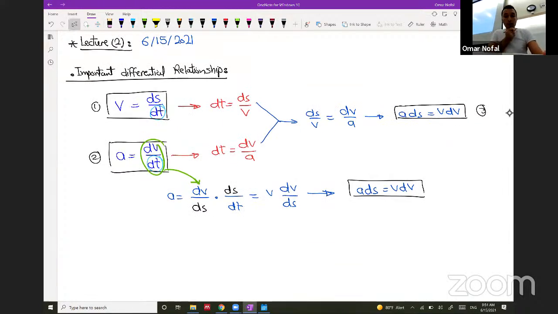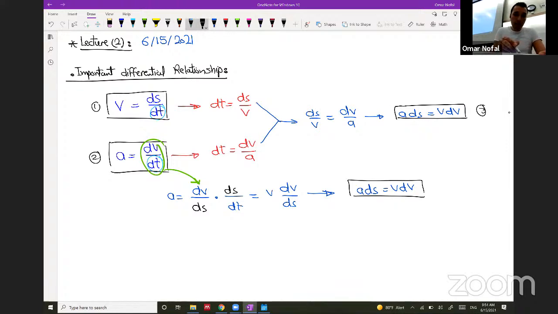Also, you might want to go backward, like given the position and you want the velocity, so you will use this differential relationship. But if you are given the velocity and you want the displacement, so you might use the integration relationship. So let's show how we can integrate these.